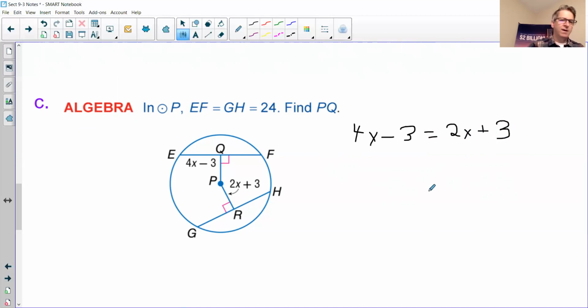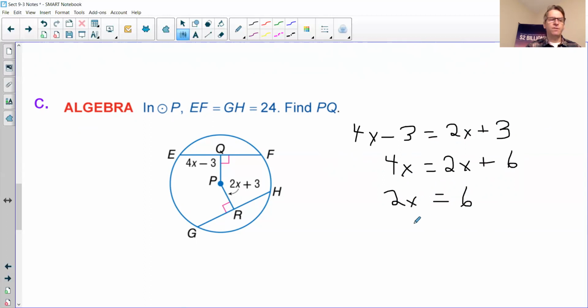By doing this algebra, I'll do it a little differently. I could add 3 to both sides, and I'd have 4x is equal to 2x plus 6. Then I'm going to subtract the 2x. I get 2x is equal to 6, and x is equal to 3.